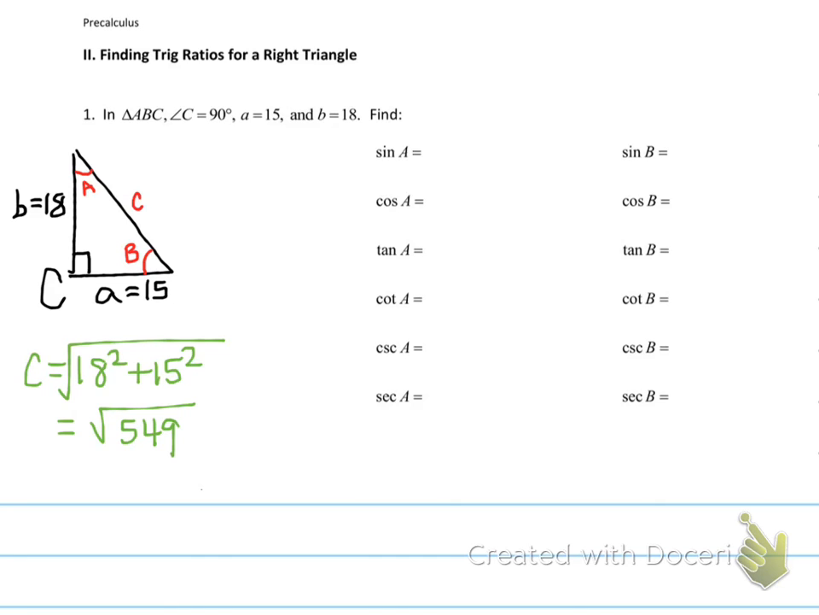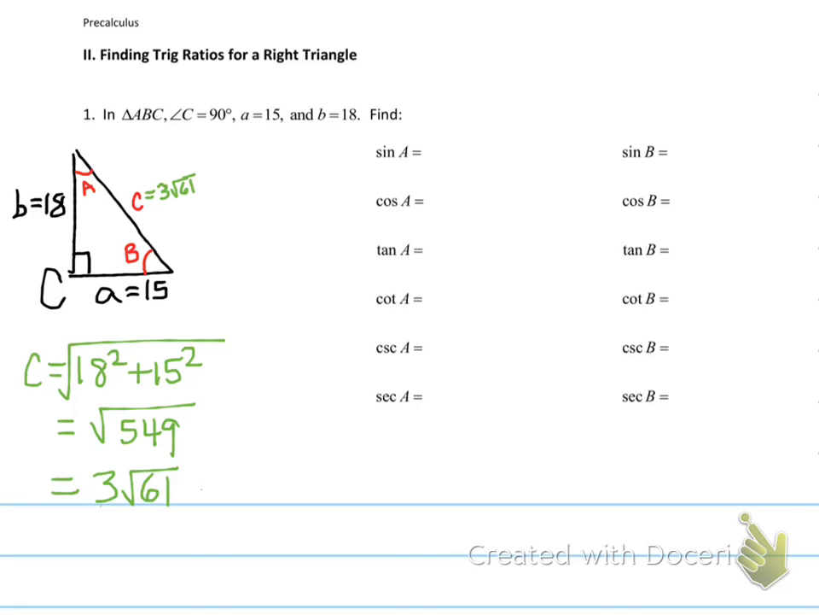We do need to simplify this, so you're looking for a perfect square that's a factor of 549, which in this case is 9 times 61. So the 9 can come out, and it becomes a 3. So we're left with 61 underneath the radical. Okay, so that's what C equals, 3 root 61. And you always work with exact values.